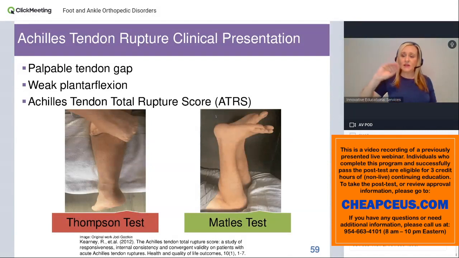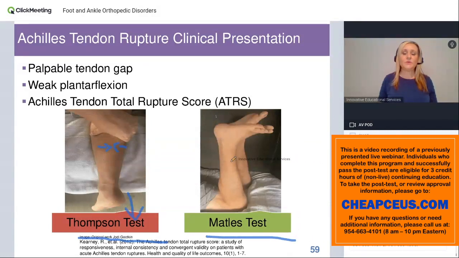So, you might be able to actually palpate a gap in that tendon. The provocative tests that you're more likely to use are going to be your Thompson test, where you're going to squeeze in on that calf. And if we have an intact tendon, we would expect plantar flexion of that foot. That would be normal. It's positive if that doesn't happen.